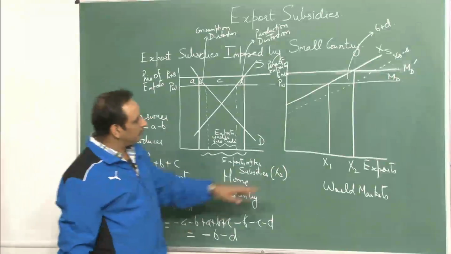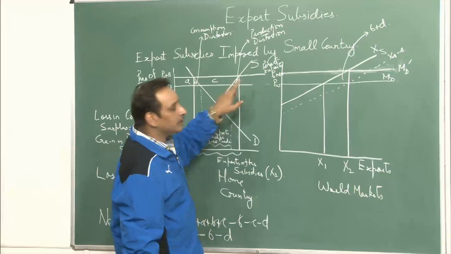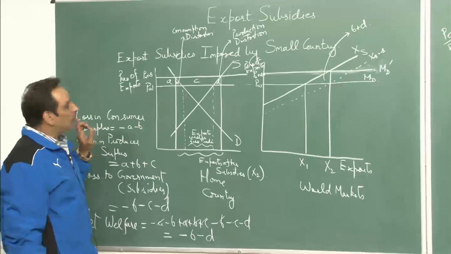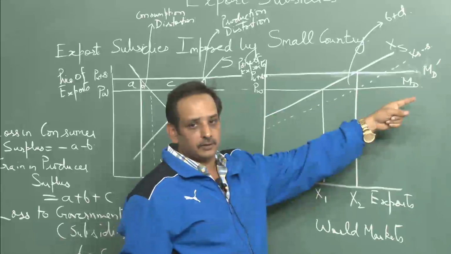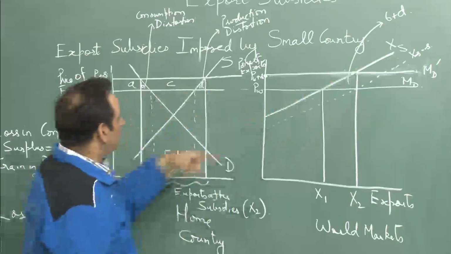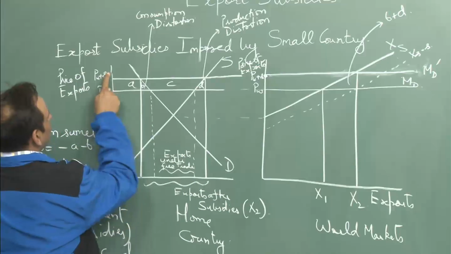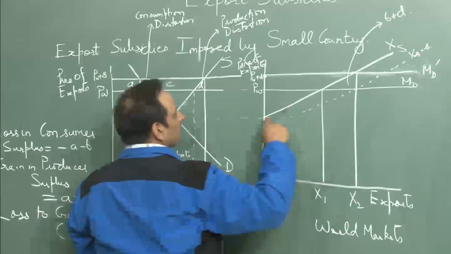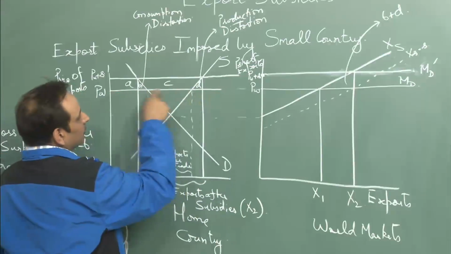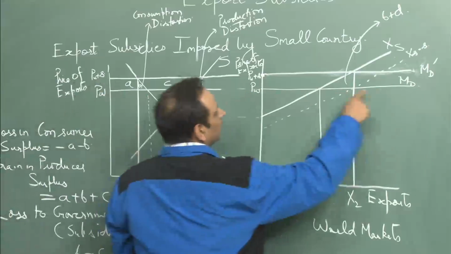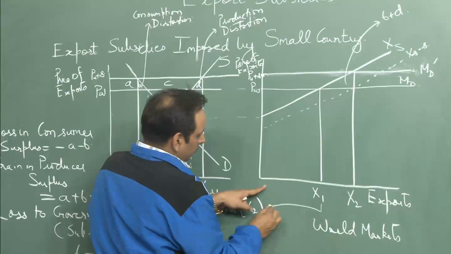In the world markets, now you see this is a small country. So, if it is a small country, the import demand curve that it faces is perfectly elastic, and there is an export supply curve. The export supply curve starts from this level. As the price of exports goes up, this is the export supply curve. But the import demand curve that this small country faces is perfectly elastic. So these were the exports in free trade.